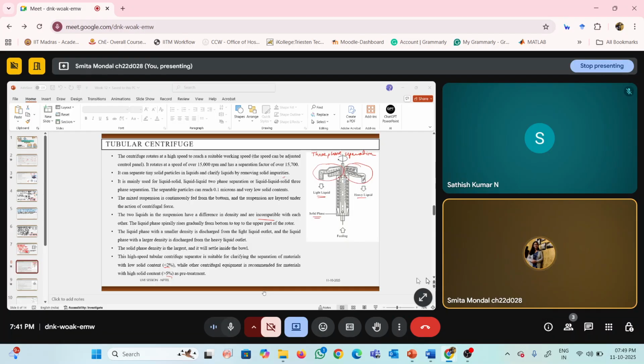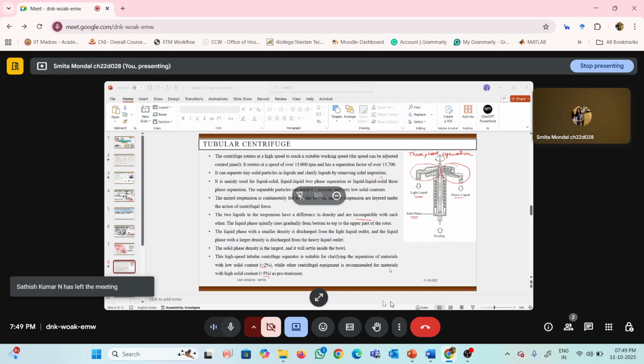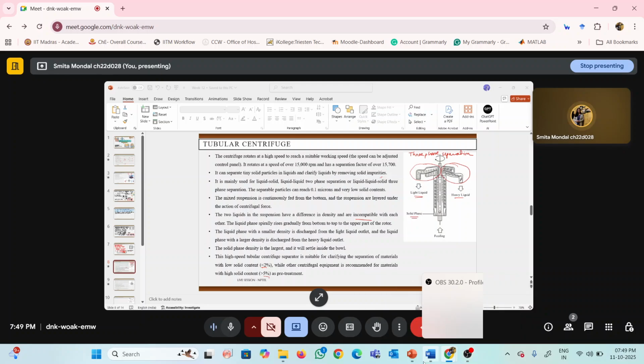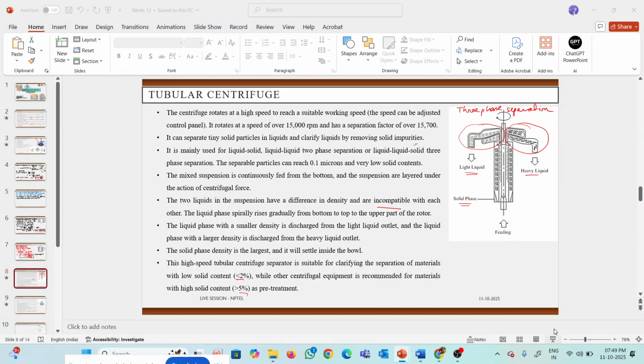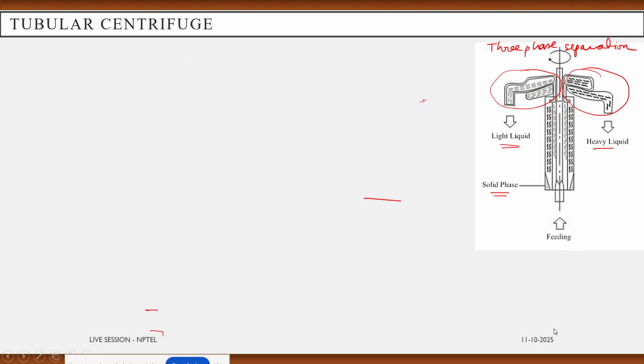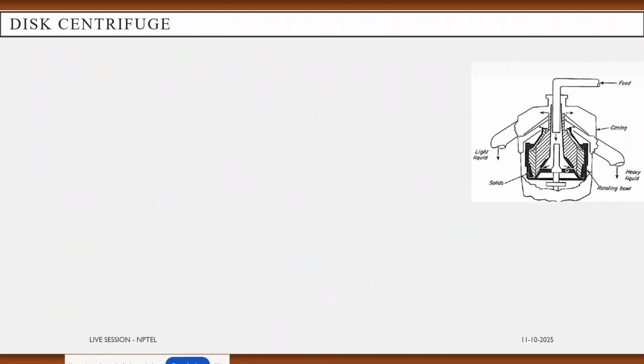So in this lecture, we have discussed the most important centrifuge. We are now going to discuss the next part, that is the disc centrifuge.